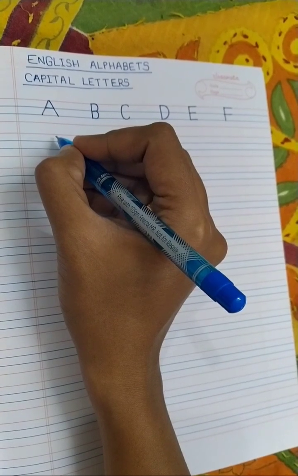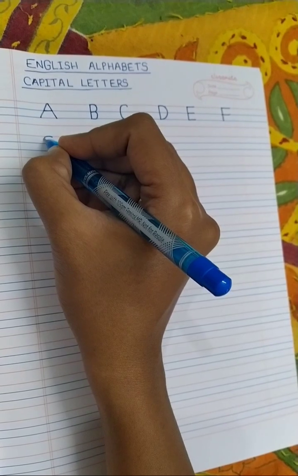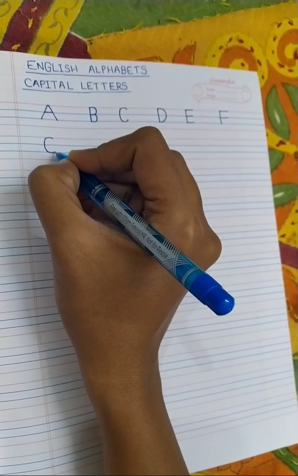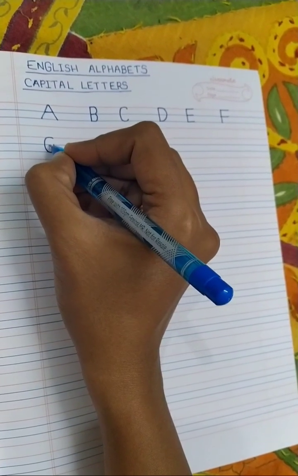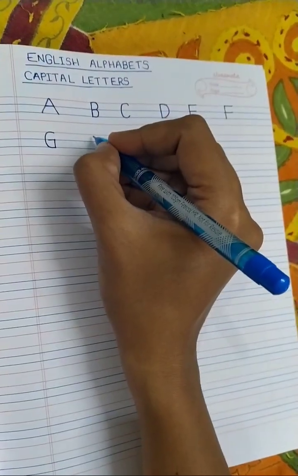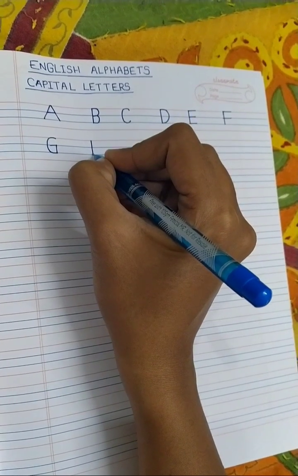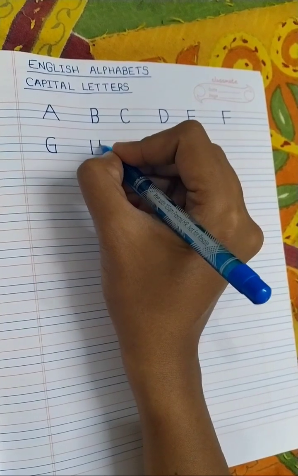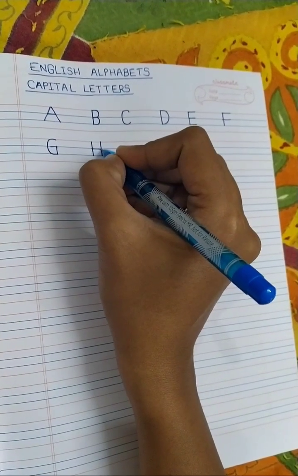Next letter is letter G. A curved line from first red line to second blue line, a standing line from second blue line to first blue line, a sleeping line on first blue line. Next letter is letter H. A standing line from first red line to second blue line, a standing line from first red line to second blue line again, a sleeping line on first blue line.